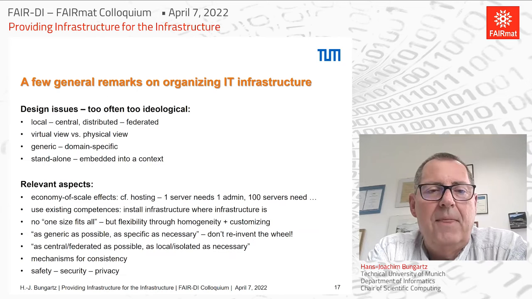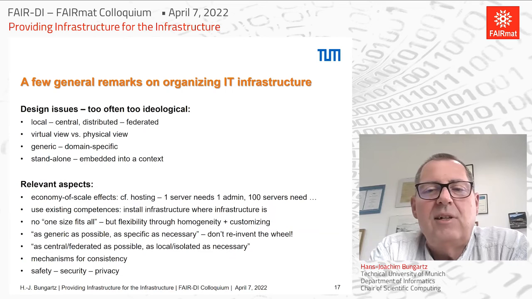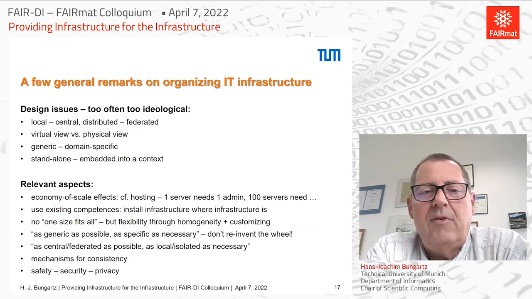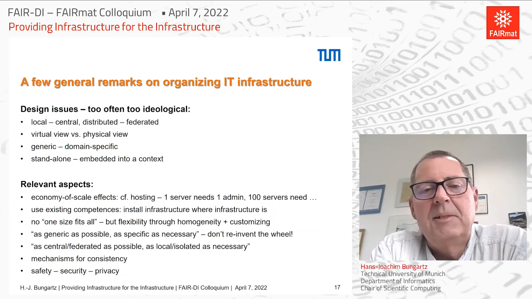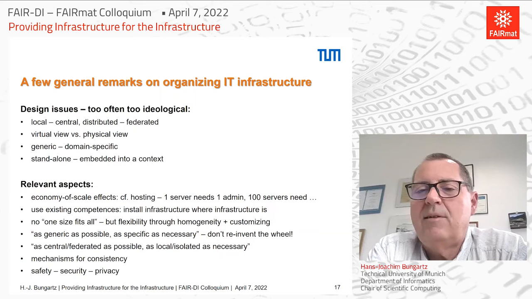Then also use existing competences. Don't waste them. If something is there already, then it frequently makes sense to put something additional as an addendum there. Of course, there's no one-size-fits-all solution. So this is definitely clear. There are specifics from the different projects, from the different scientific disciplines, but a lot can be solved through what I would call homogeneity plus customizing. So really, try to have a general pattern for how you design it, but then allow for customizing so that the specific needs can really be reflected in a specific solution.